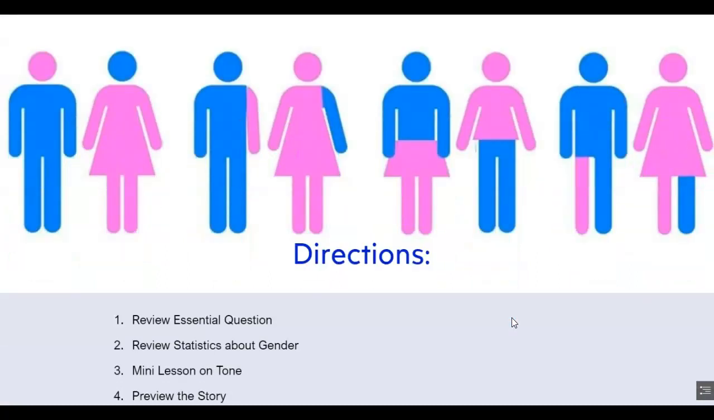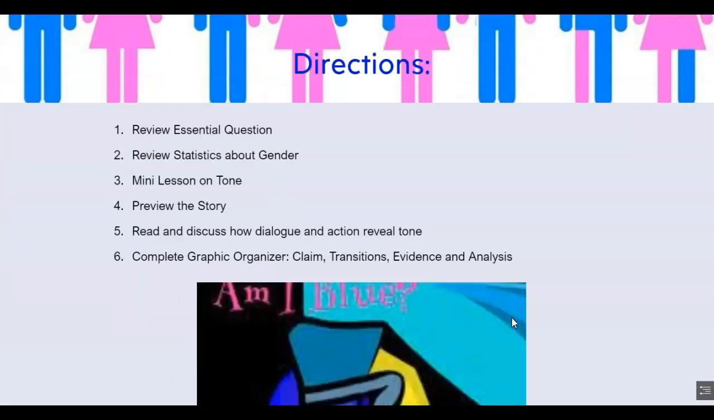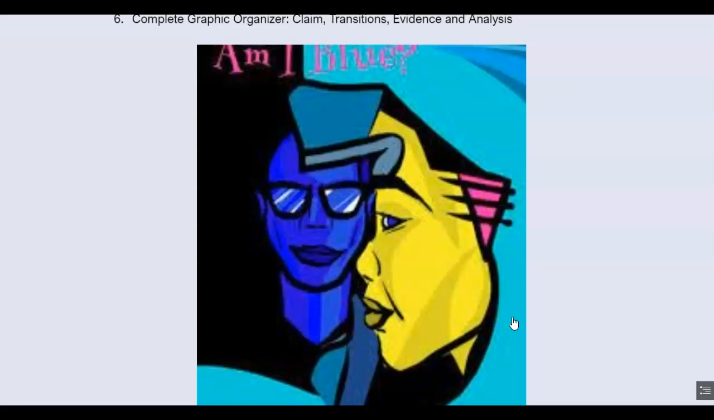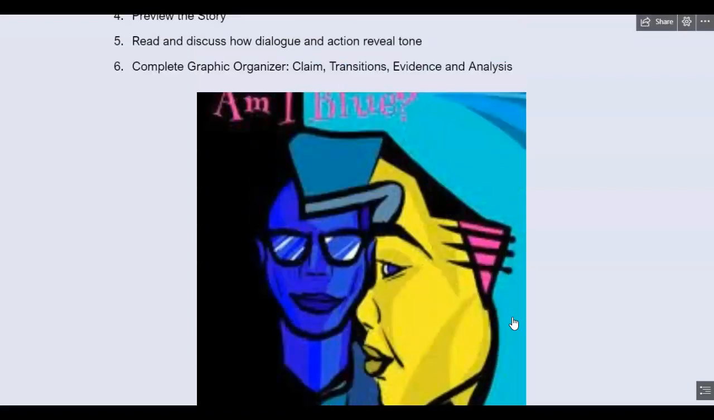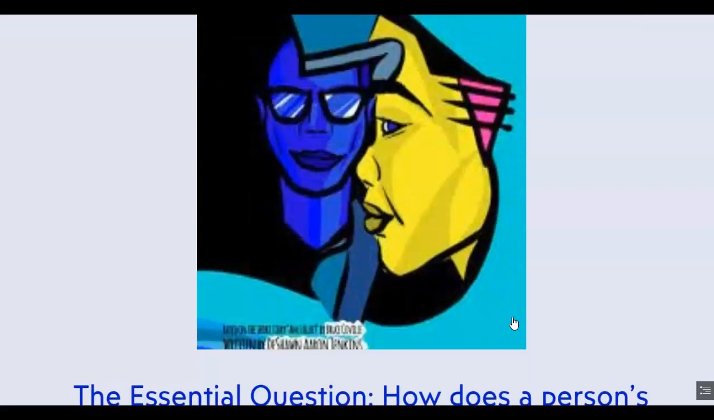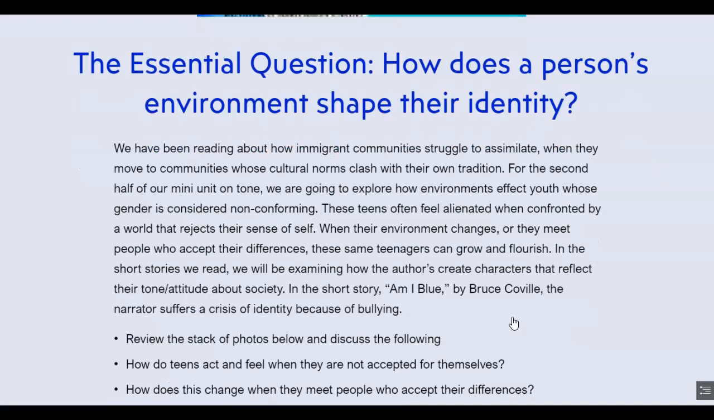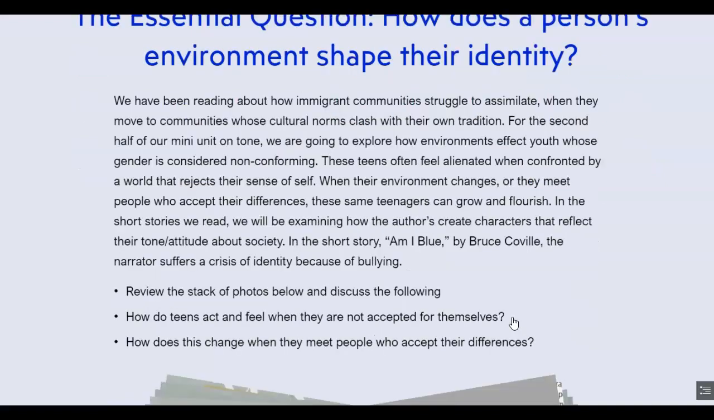So as a starter, we're going to look at our essential question. We're going to review some statistics about gender, and do a mini lesson on tone. We're going to look at the story, read it, and discuss it out loud, and this will go over the course of 2 days. And we will be using a short story from the anthology Am I Blue? All right, so our essential question, as always, is how does a person's environment shape their identity?